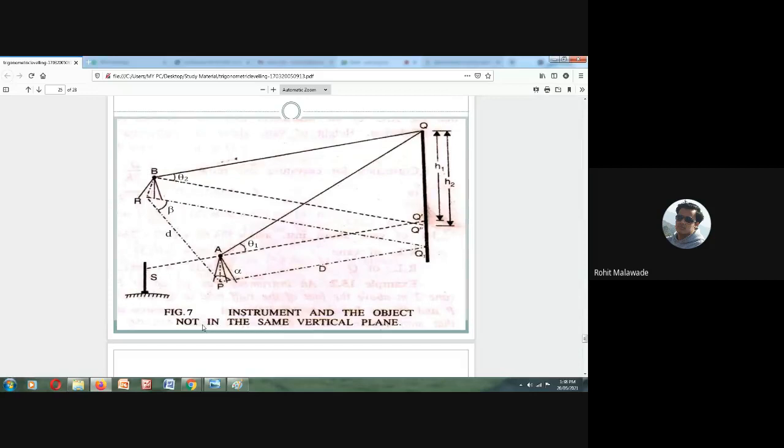We are going to have the horizontal angle because we are shifting the instrument from one place to another. And the vertical plane is going to change, since we are shifting the instrument from one place to another without transiting, right? So now they are not in the same vertical plane, which means we need to measure both angles.